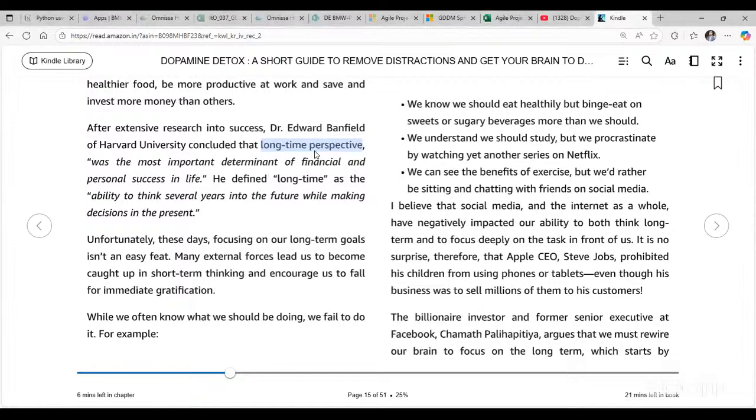So this long-term perspective is actually what we need to have, and that is the key success factor, the key modifier, wherein we can align our midterm and short-term goals and daily action habits and choices. Everything will be automatically channelized in the right manner. And this is something which this Harvard University professor also concluded: that was the most important determinant of financial and personal success in life.